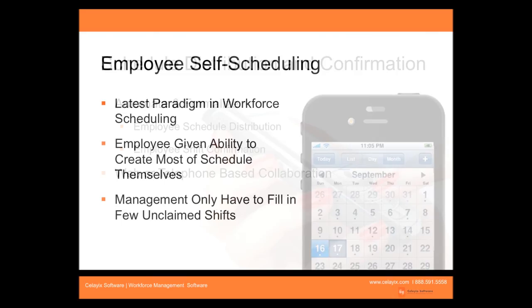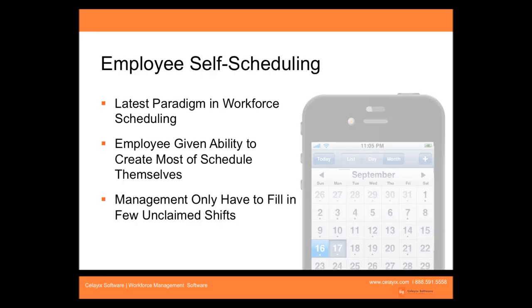And then there's a further concept that I want to talk about, which is employee self-scheduling. So despite its many benefits, collaborative scheduling is really only the beginning when it comes to management efficiency and employee satisfaction. Employee self-scheduling is the latest paradigm in workforce scheduling. It basically means giving employees the ability to create most of the schedule themselves.